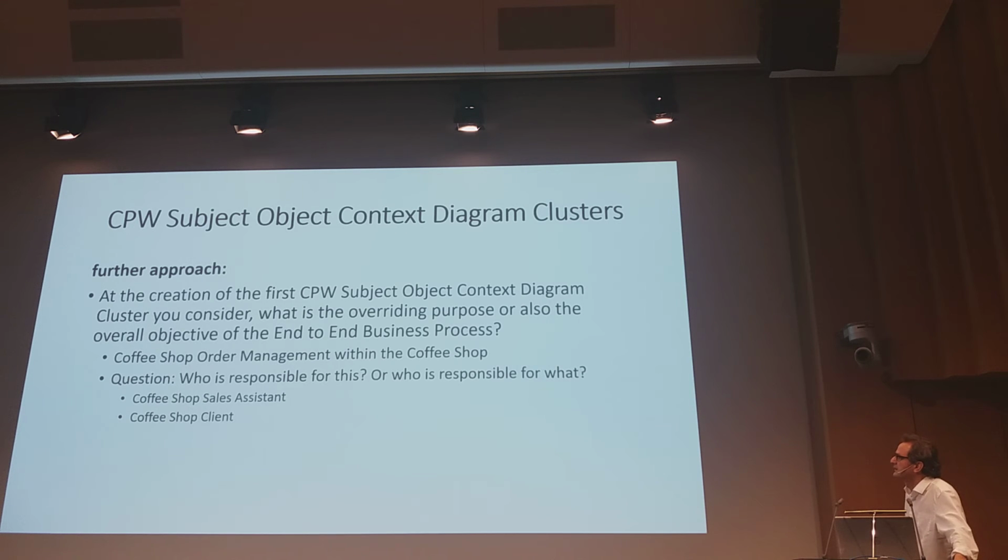Further approach. At the creation of the first CPW subject-object context diagram cluster, you consider what is the overriding purpose, or also the overall objective, of the end-to-end business process. We have here coffee shop order management within the coffee shop. The question now is: who is responsible for this, or who is responsible for what? And we have here the coffee shop sales assistant and the coffee shop client.